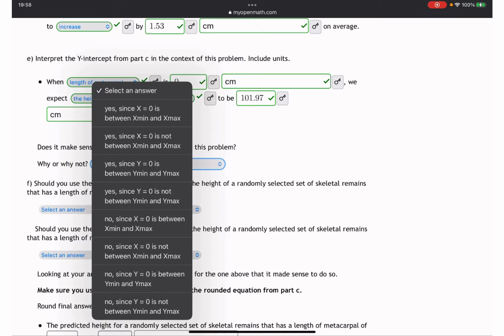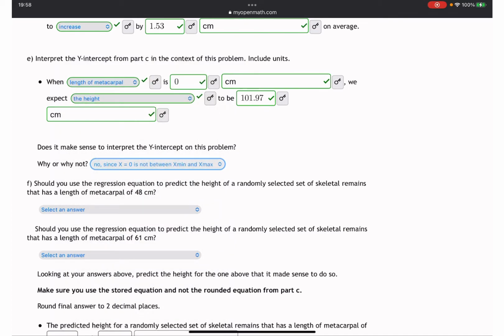Yes, x is 0 is not between. That's not true. Yes, since y is equal 0 is between y minimum, y maximum. That is not true. Y 0 is not between. We don't have y at all. Okay, no, since x is 0 is between x minimum, x maximum. We don't have x 0 between. No, since x 0 is not between x minimum, maximum. Bingo, this is it. Doesn't make sense. Okay.